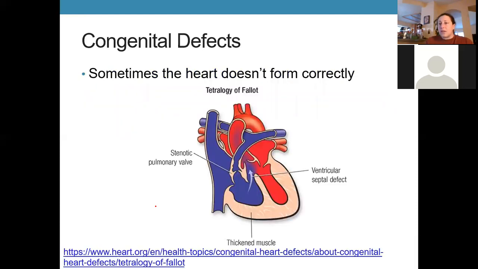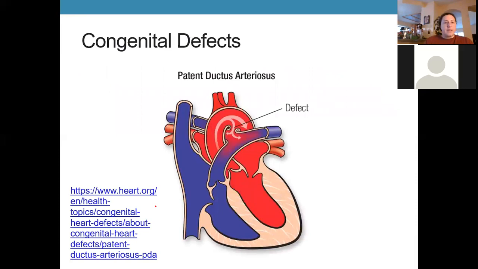You don't need to know this, but another way that we can get things like leaks in the heart is because the heart doesn't always form correctly. So this is just showing you some examples of congenital defects where we end up with extra holes that shouldn't be there, and that can cause problems too and will often require a surgery to correct them. These are again from the heart.org.